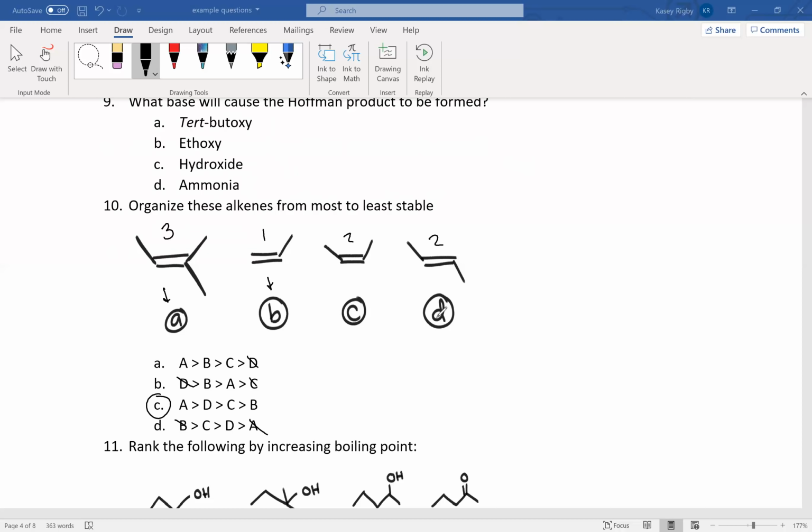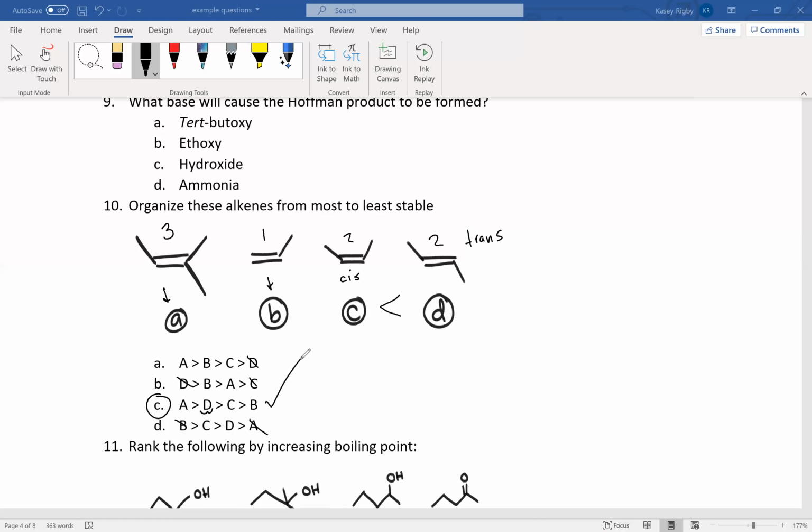This is a strategy that you can use to get through stuff really fast, because I know you guys have limited time to take these tests. So I want to help you find strategies that will help you take it faster. And then if you had time, you'd be able to see that D is trans and C is cis. So D is going to be more stable than C. So it's going to go A, D, C, B, which is what C is.